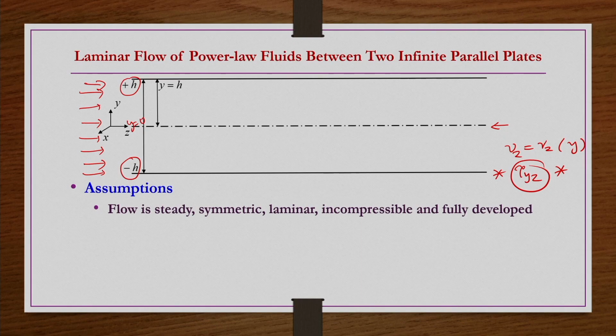So, for this problem, what are the assumptions? The flow is steady, obviously, under those limitations only we are studying, and laminar, and then symmetric.